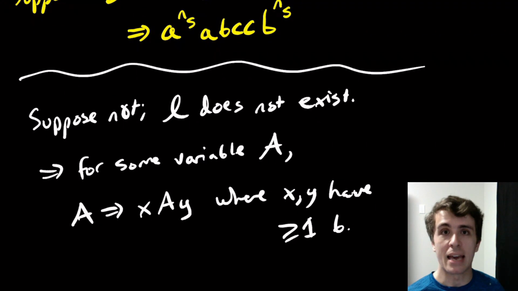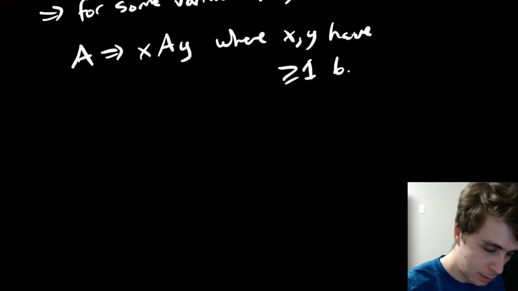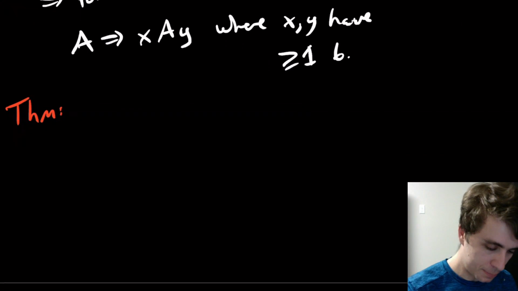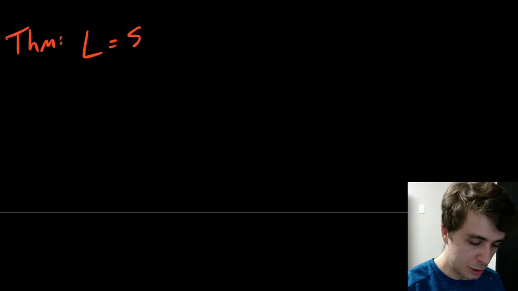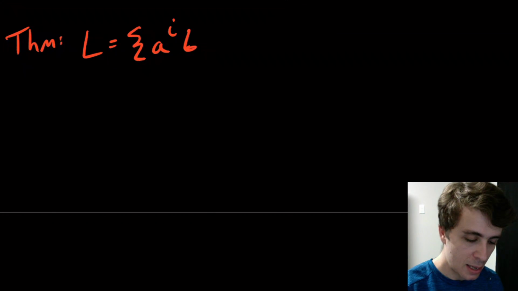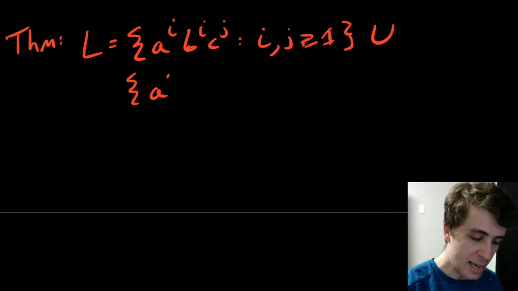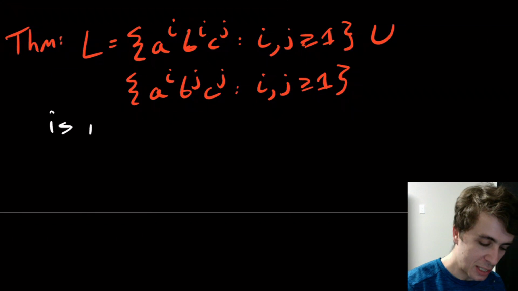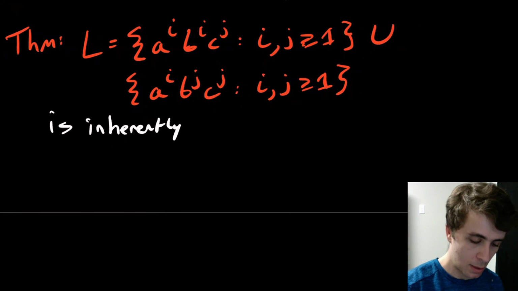Okay, so now we're finally able to wrap things up and to show that this language is inherently ambiguous. So let's make sure we get this correct and write the theorem here and eventually hopefully declare victory. The theorem is that the language a to the i, b to the i, c to the j, where i and j are at least 1, union a to the i, b to the j, c to the j, where i and j are at least 1, is inherently ambiguous.